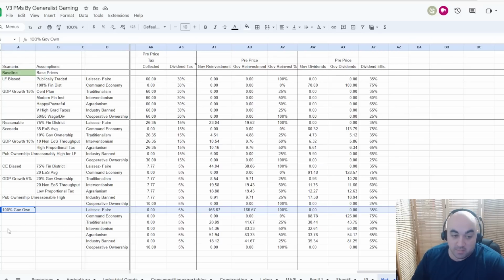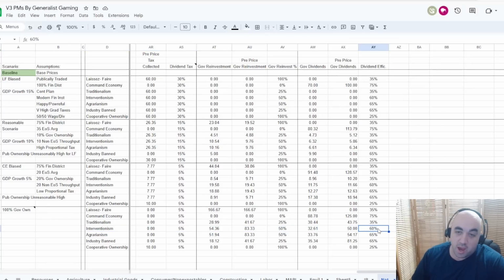Why interventionism is able to perform neck and neck with command economy is because even though you have a dividend efficiency of 60%, only half the money is going to dividends. Half of it goes to reinvestment. And so the total amount of money you're deleting from your economy is actually 20%, right? Because 50% goes to the dividends, and then of that 50%, 40% of it gets annihilated, so you have 20%. 25% of the cash is getting annihilated on our command economy, much like those tires are annihilating the road, and money is just getting deleted.